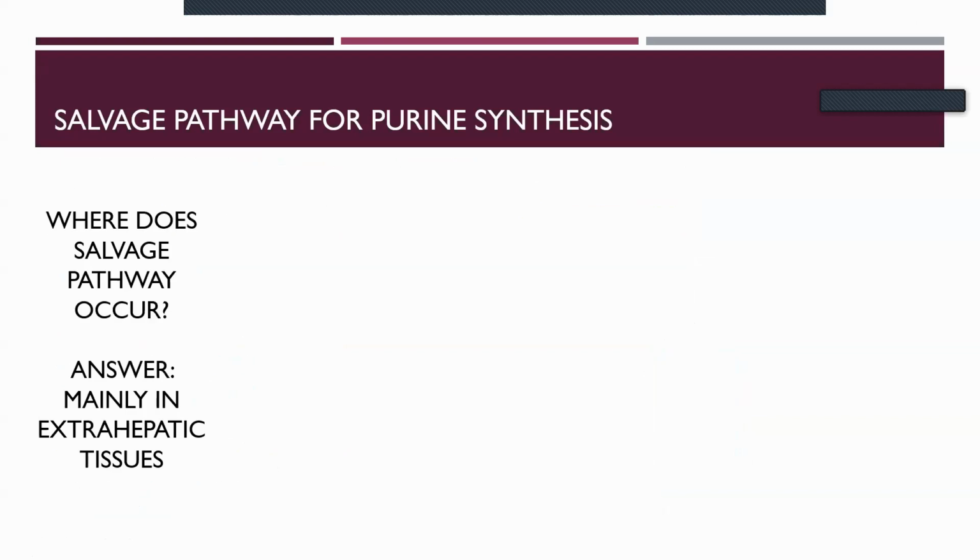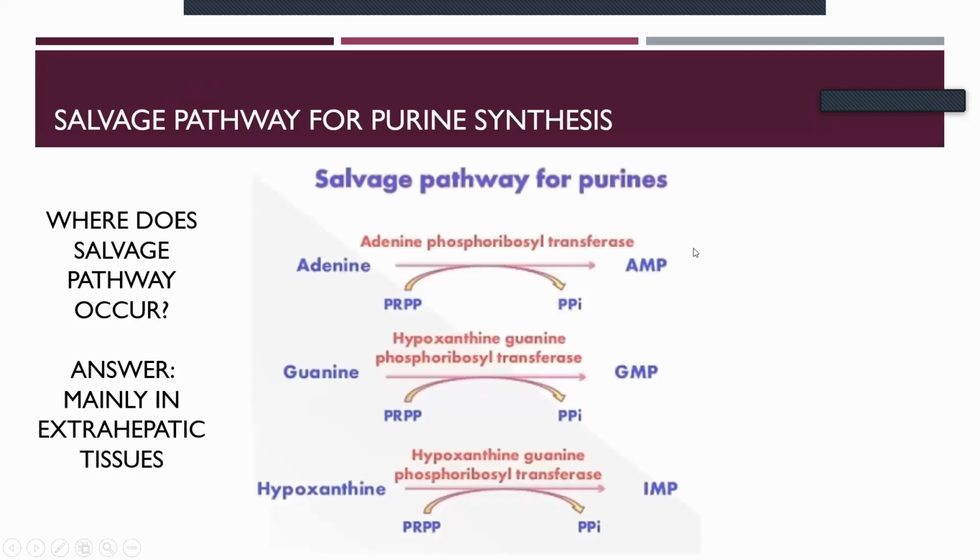So the first question in pyrimidine in the de novo synthesis was where it is occurring. So it was occurring everywhere except a few places like brain, bone marrow, WBC, RBC. This is occurring mainly in extra hepatic tissues. So hepatic tissues means liver, extra hepatic means outside liver. So outside liver, salvage pathway for purine synthesis will occur. Okay, and what is the salvage pathway?